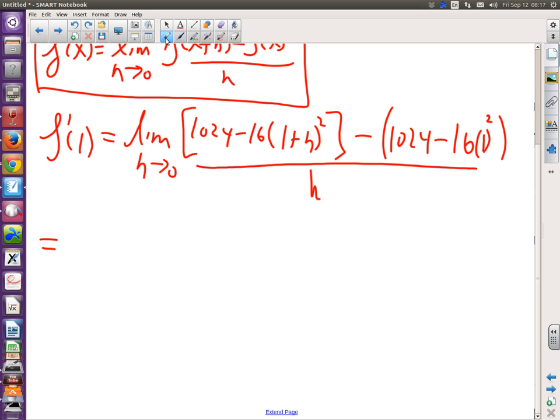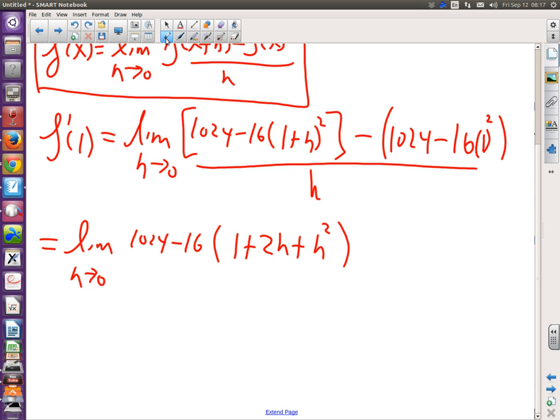Expand it. It's just squaring, so you could FOIL it, but you know the binomial expansion theorem? 1, 2, 1. Pascal's triangle? 1, 1, 1, 2, 1, 1, 3, 3, 1, 1, 4, 6, 4, 1. You can use that to expand the binomial. So I want the limit as h goes to 0 of 1024 minus 16 times that. Well, it's 1 plus 2h plus 1h squared. 1, 2, 1.